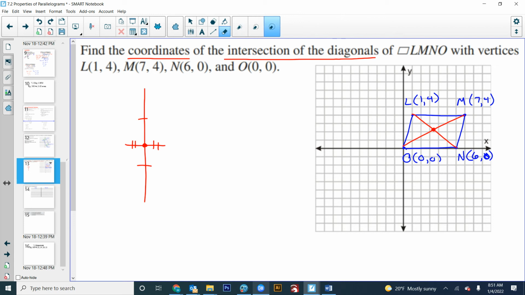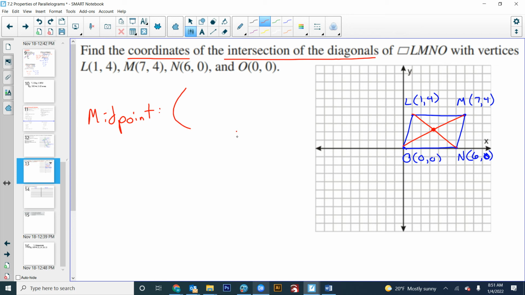Do you remember what the midpoint formula is, or do we want to call on someone else, Emma? X1 plus X2 over 2, and then Y1 plus Y2 over 2. Yep. Yeah, middle, average, right? Add two things together, divide by 2. All right, let's do the midpoint of LN.